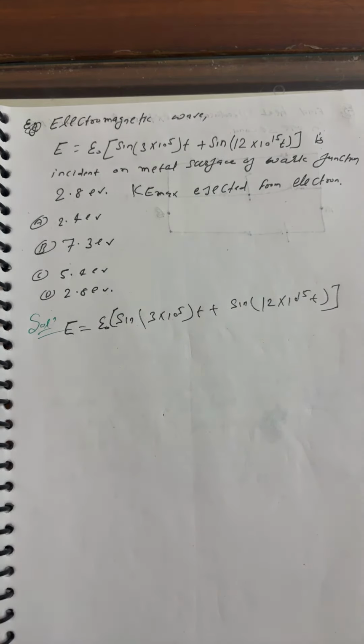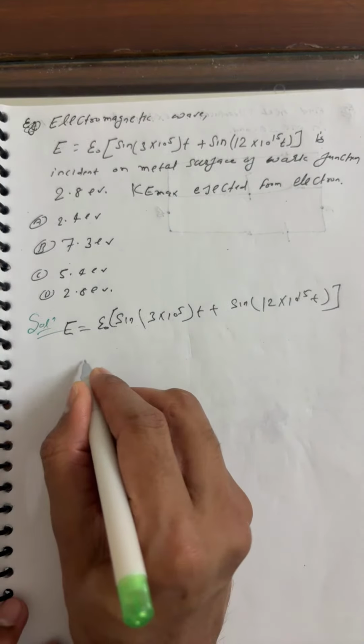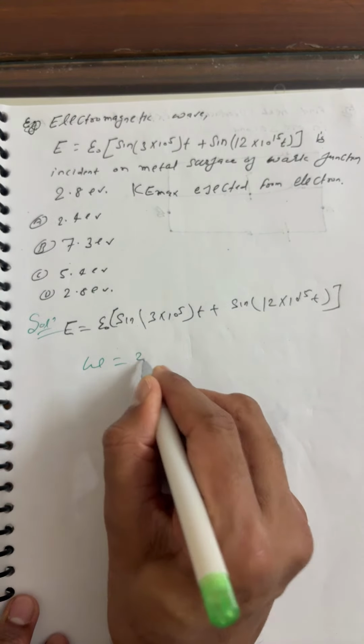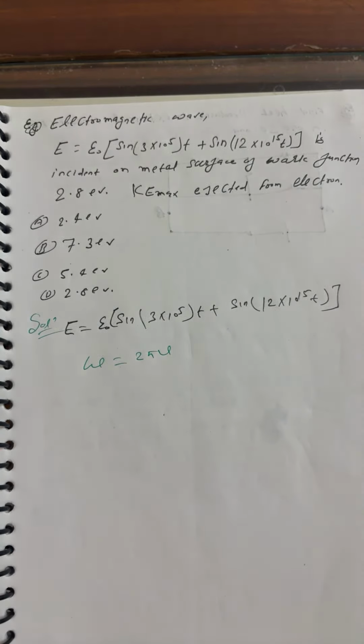Students, do you remember the formula of omega? Omega is what? You can write either 2 pi by T or 2 pi into mu. Both you can write. Omega equals 2 pi by T or 2 pi mu. Both you can write.